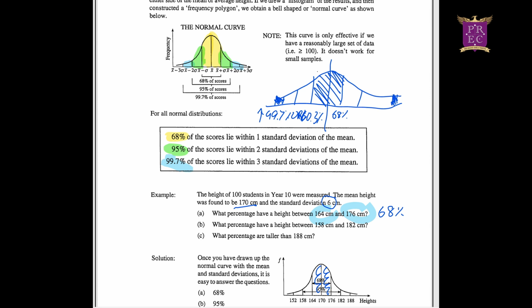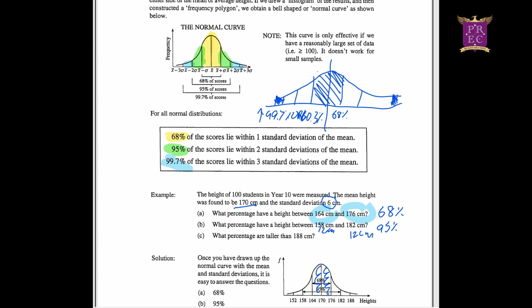What percentage have a height between 158 and 182? To get to 182, you go 12 centimeters up. To get to 158, you go 12 centimeters down. So that's 2 standard deviations. And between these two numbers, how many students fall in that category? That'll be 95%, or 95 students.